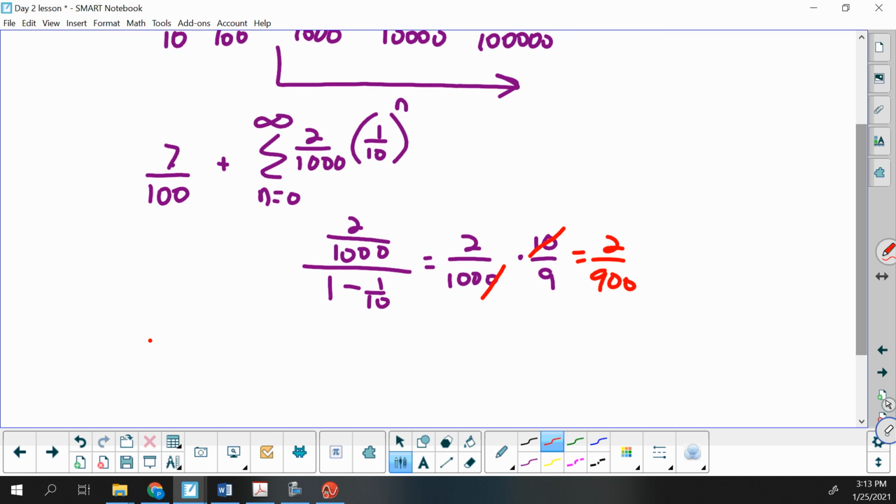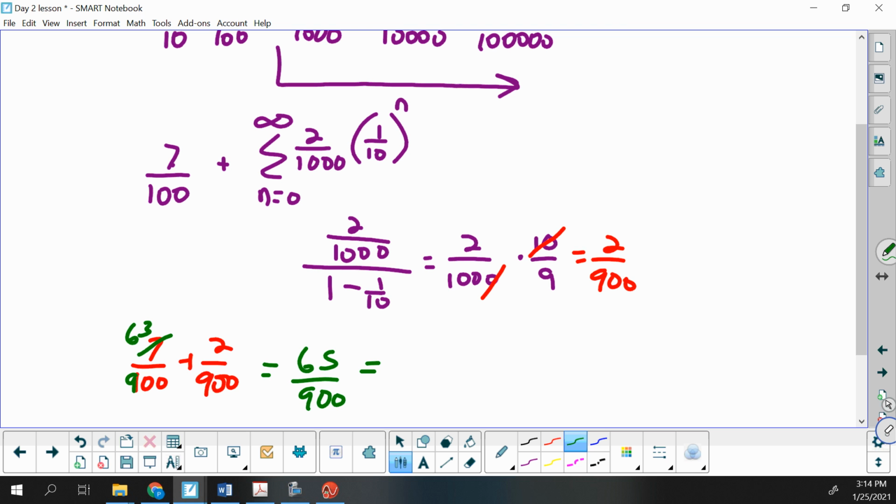So if we bring it back over here, this means we have 7 over 100 plus 2 over 900. Getting a common denominator, multiplying by 9, this would now be 900. This would now be 63. So we really have 65 over 900, or that reduces to 13 over 180. And that would be that original decimal written as a fraction, and we use the geometric sequence to get there.